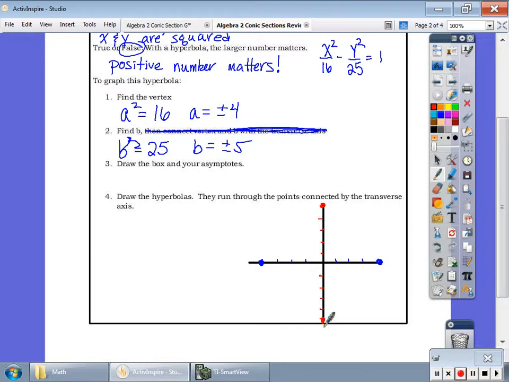Now my favorite step in all of conic sections. Draw the box and the asymptotes. Remember the box, I like to use this nice blue. It connects all 4 of your points here. Now we drew that box for a reason, because what gets drawn through the box? Remember, they go through your corners and the origin.